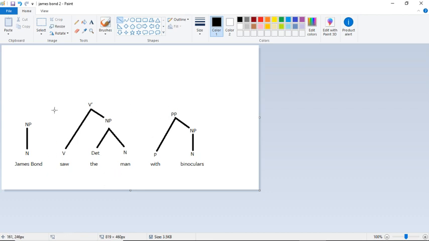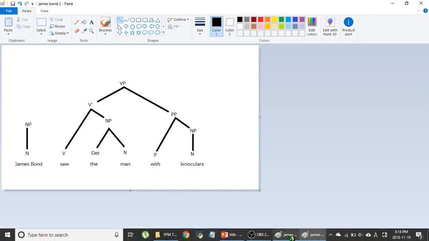But now, basically in this structure, I've indicated that saw the man is like a unit of meaning in and of itself. And it's separate from binoculars. So this shows that James Bond saw the man, and then binoculars was the way that he saw it. So it's still all going to be a verb phrase up here. But this prepositional phrase is attaching at a different level. It's attaching up here, and it's attaching to this V bar. So what this is indicating is that seeing the man is what happened with the binoculars.